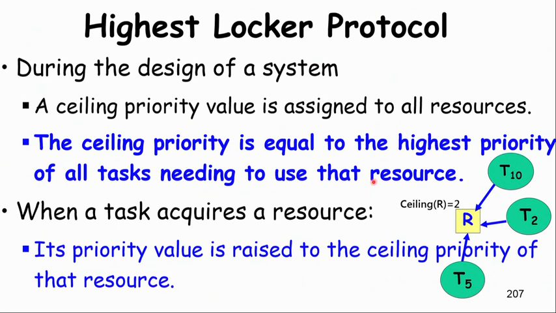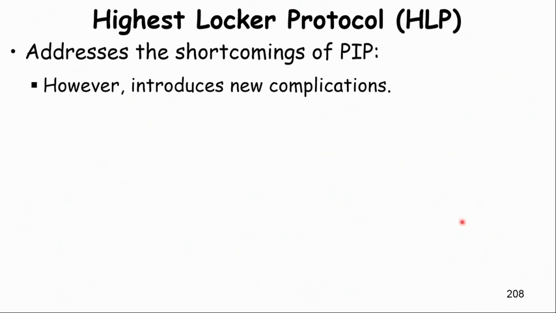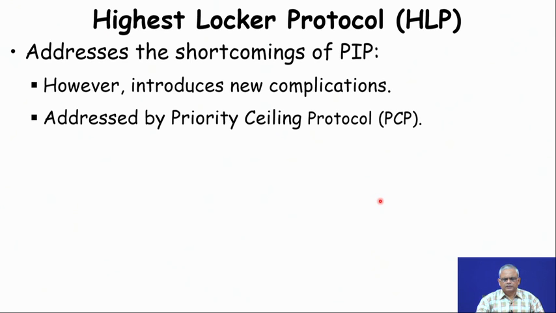In the highest locker protocol, each resource is associated with a ceiling value, and as soon as any task locks the resource, the priority of that task becomes equal to the ceiling value. We can easily see that this protocol overcomes the shortcomings of the basic priority inheritance scheme, but then it introduces a very difficult complication. We will see what the complication is a little while from now, but we will also look at an improvement to the highest locker protocol, which is called the priority ceiling protocol, that to a large extent overcomes the problem that the highest locker protocol introduces.